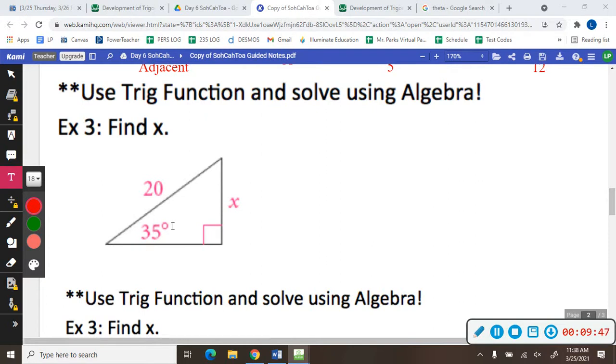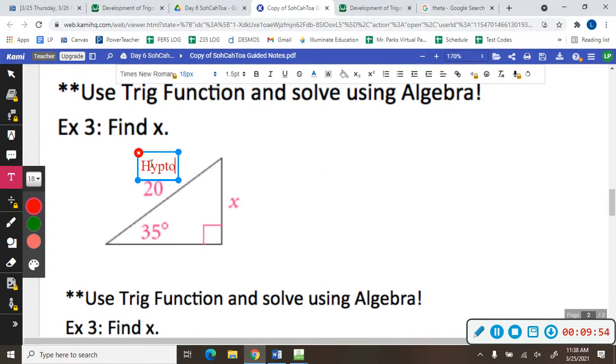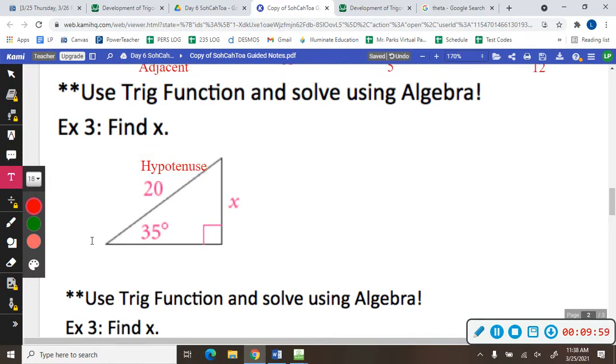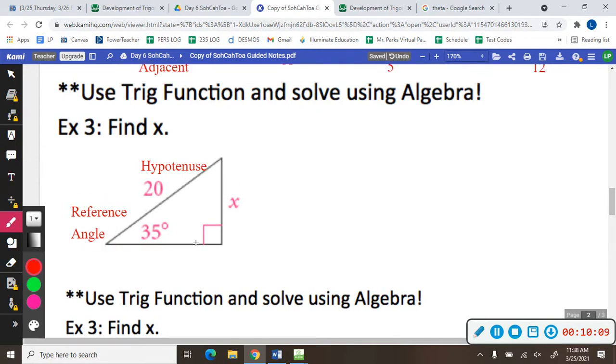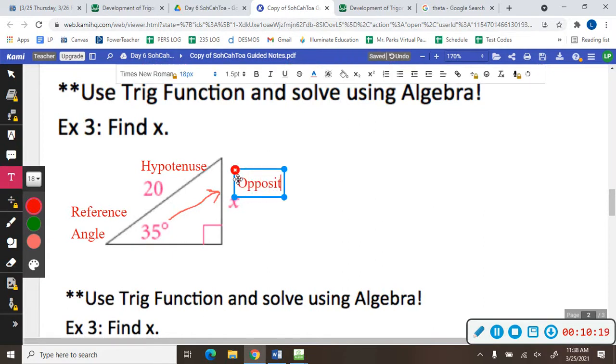So they tell us this is 35. That's important. So we're going to label and see what we got. We know this is hypotenuse. Down here, this is my reference angle. That's the angle they told us. And so, that means that x is my opposite, which will make this adjacent.